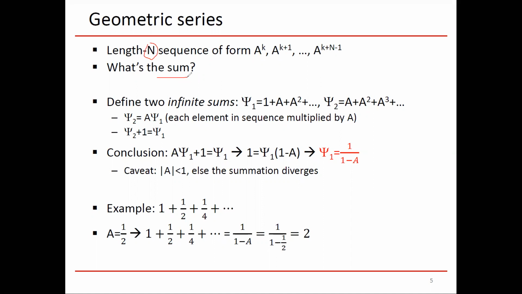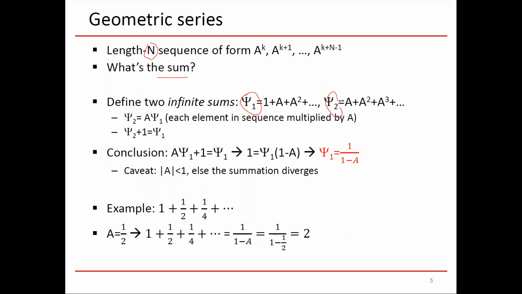And let's simplify things further. Let's think about an infinite summation: 1, a, a squared, a cubed, and so on. All the powers of a to the power of 0, 1, 2, and beyond. So that we'll define by psi 1. Psi 1 is a to the 0 plus a to the 1. A to the 0 is 1, a to the 1 is a, of course, plus a squared, and so on.